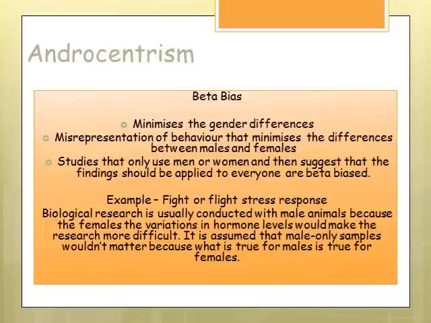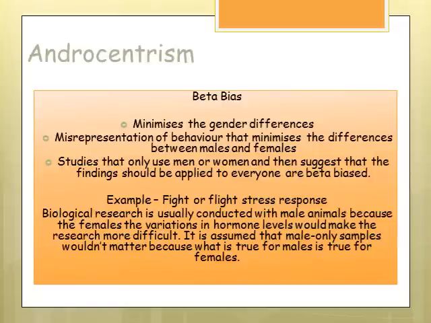Studies that only use men or women and then suggest that the findings can be applied to both genders are beta bias. So think back to social influences. So you had Milgram, Asch, Zimbardo only using male samples, Moscovici only using female samples. They would be beta bias.